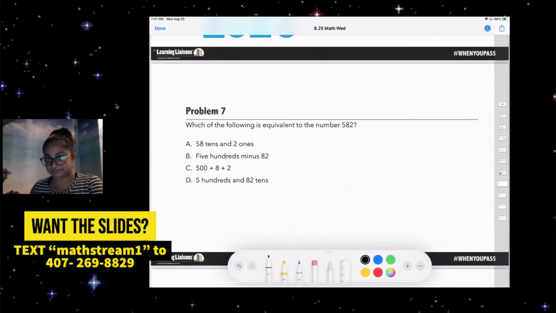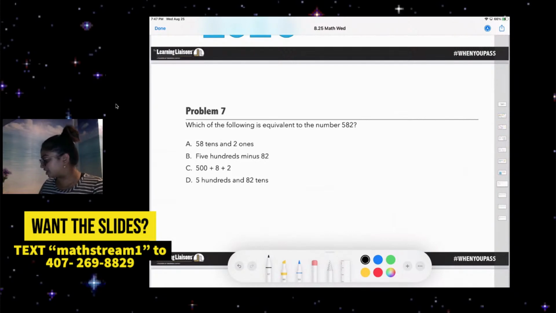Problem number 7 reads, which of the following is equivalent to the number 582? That seems pretty easy, 582. But then these answer choices, man, I'm telling you, they're just not as simple as I thought they were going to be. So let's start with D and work our way backwards.